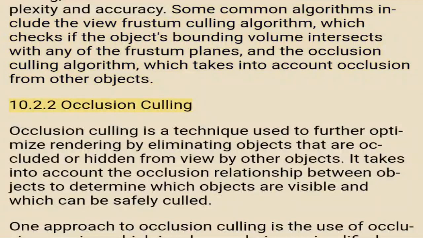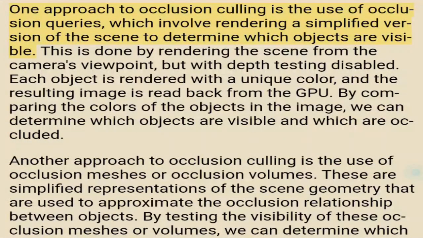10.2.2 Occlusion culling. Occlusion culling is a technique used to further optimize rendering by eliminating objects that are occluded or hidden from view by other objects. It takes into account the occlusion relationship between objects to determine which objects are visible and which can be safely culled. One approach to occlusion culling is the use of occlusion queries, which involve rendering a simplified version of the scene to determine which objects are visible.